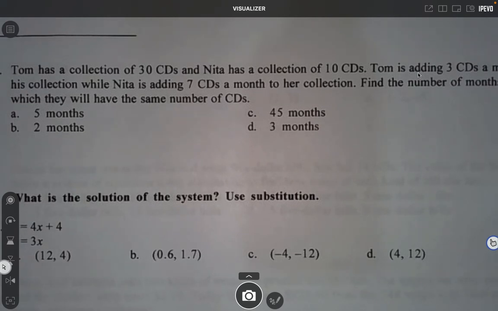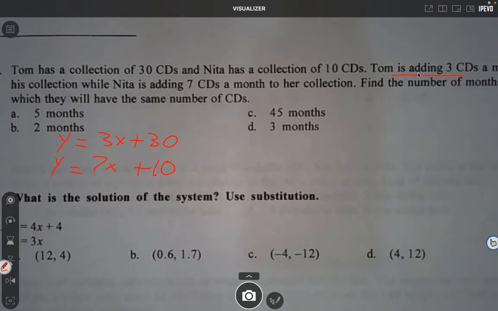If I write these equations, so we're going to say Tom has a collection. How many CDs does he already have? 30. So he's got 30 CDs. And how many, read further down, how many is he adding each month? 3. So that's his equation. Okay? Now let's look at Nita's equation. She has how many CDs? We have 10. And how many is she adding each month? 7. Anytime it has the word each, that's the number that goes with your X, okay?